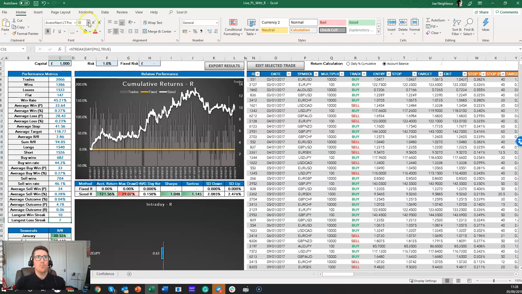Now, if we had risked 1% of our capital on each trade over that period, we'd have made 121.5% and seen a maximum drawdown of 29%. So not too bad, a positive return, quite happy with that. But how does that change if you start risking higher amounts of capital per trade?